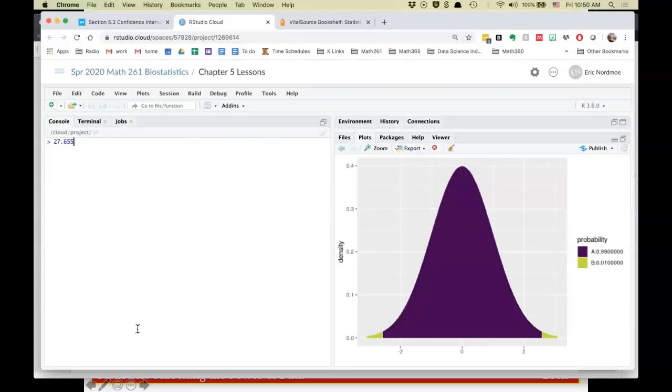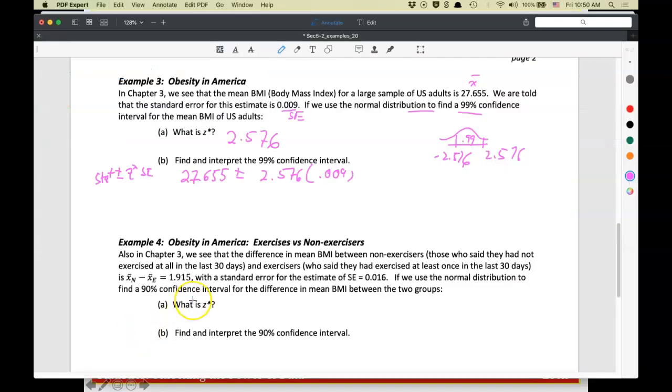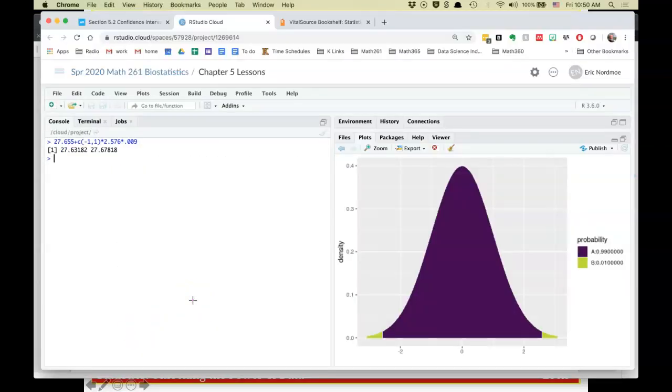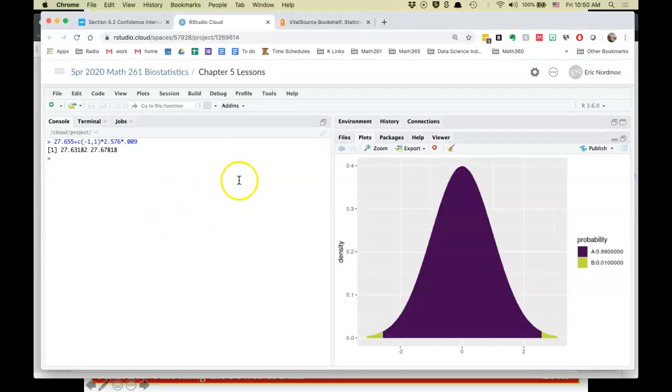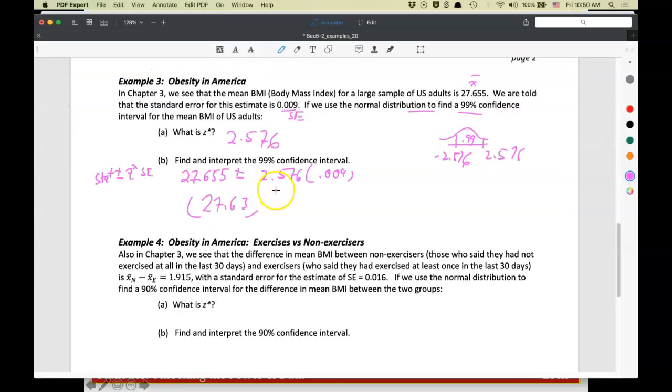27.65 plus, now something I sometimes use just to save space, the c of -1 is a way to do the plus or minus idea. 2.576 times the 0.009, and then we get both endpoints at once. So 27.63, and the upper endpoint is 27.68.